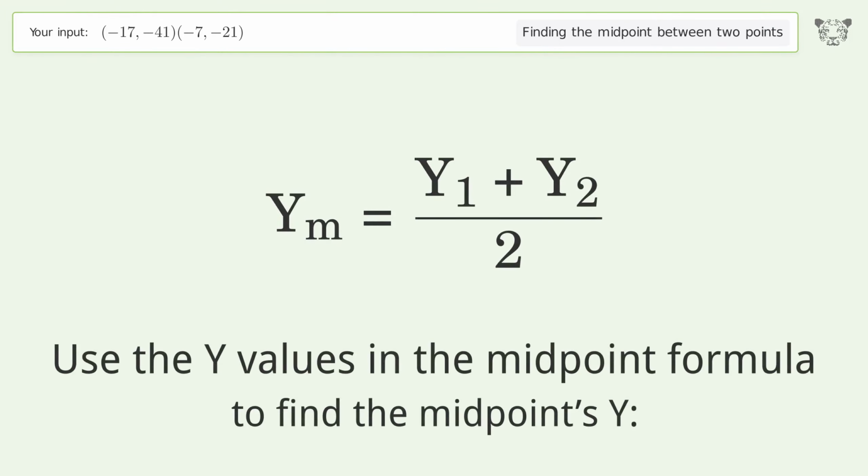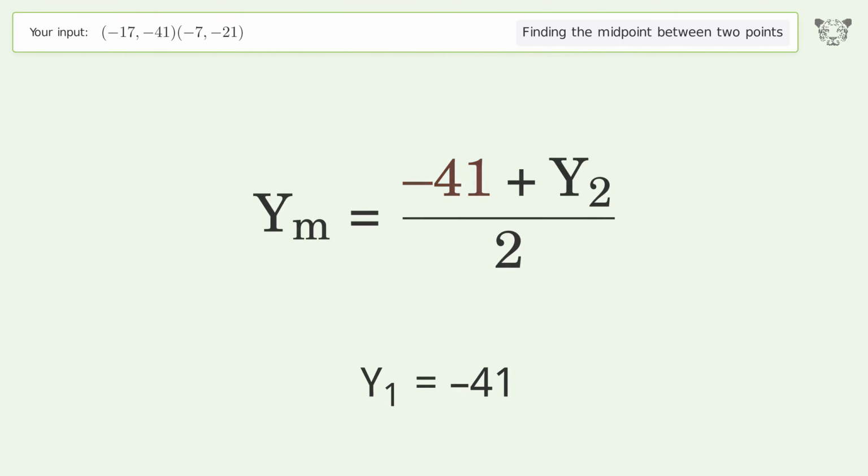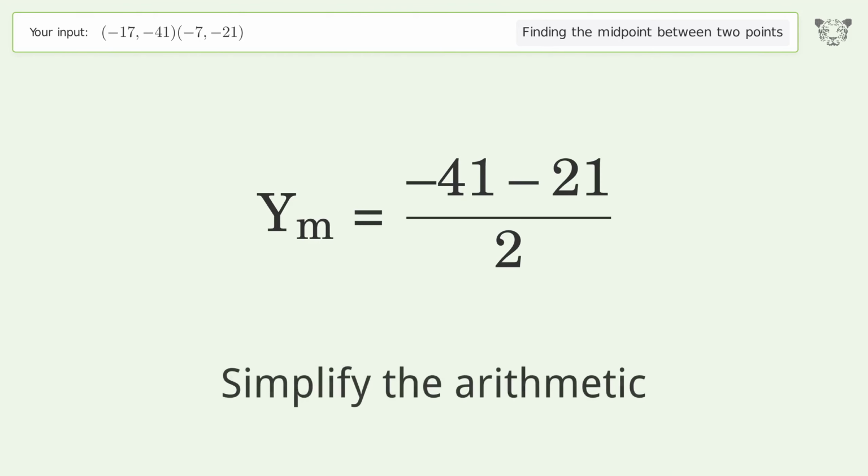Use the y values in the midpoint formula to find the midpoint's y. y1 equals -41. y2 equals -21. Simplify the arithmetic.